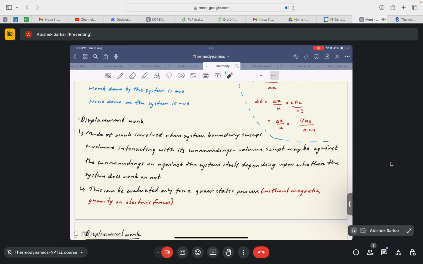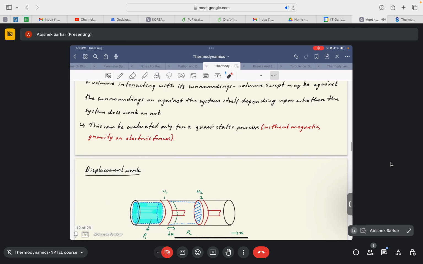Okay, so if the volume is expanding against the surrounding, then the work is done by the system. Similarly, if the volume is expanding against the system itself, then the work is said to be done on the system. Okay, and again, this work can be evaluated only for a quasi-static process. Again the term quasi-static comes in the picture. We will see this definition again and again, so it's very crucial to remember.